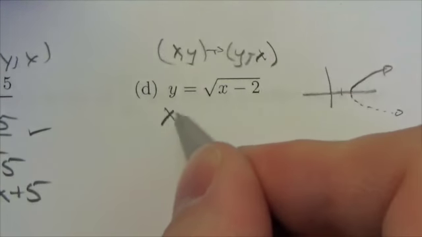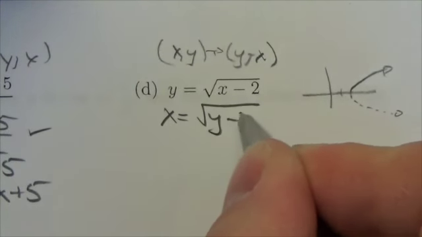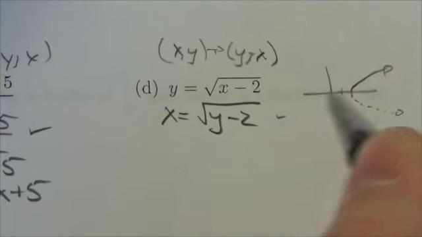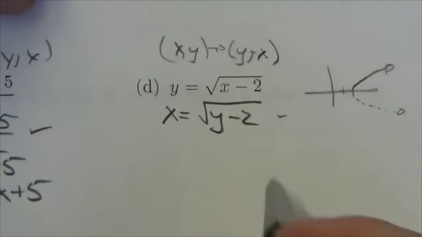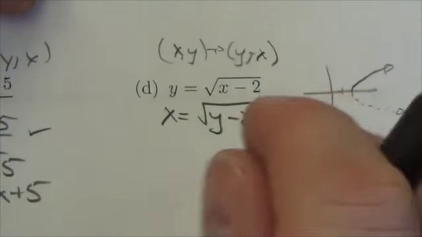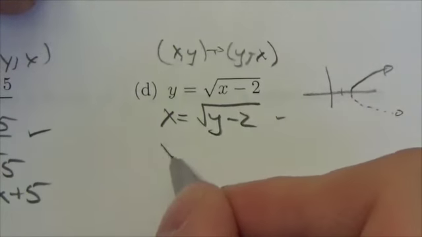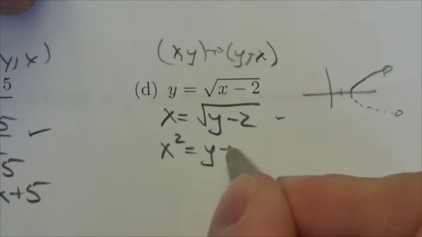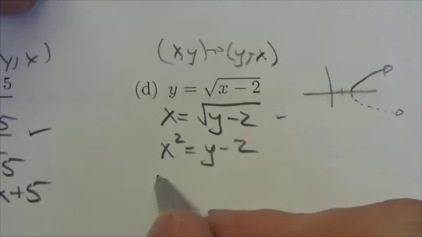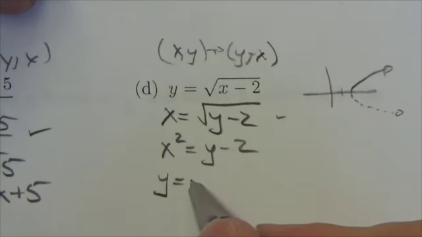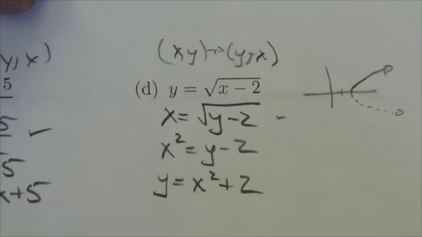Now we're going to swap the x and the y, and that is correct. That is the inverse. That's really all I needed to do here, but we don't typically leave it like that. We're going to isolate the y. First of all, to get rid of that radical, I'm going to square both sides. So I get x squared is equal to y minus 2. Put the y over here, and then I'm going to bring the 2 over. So I've got x squared plus 2.